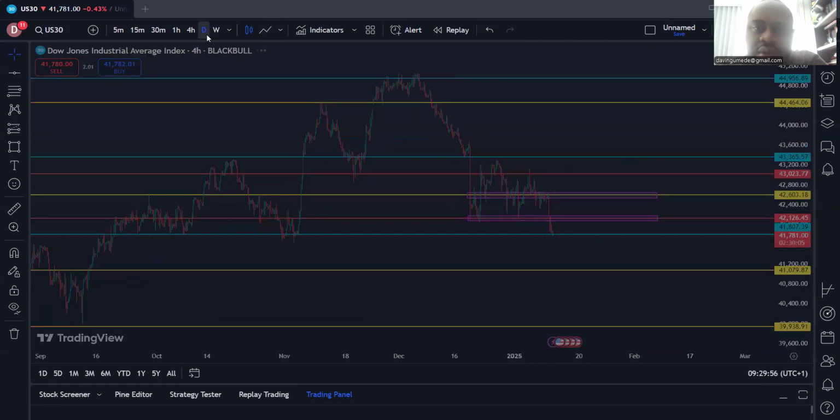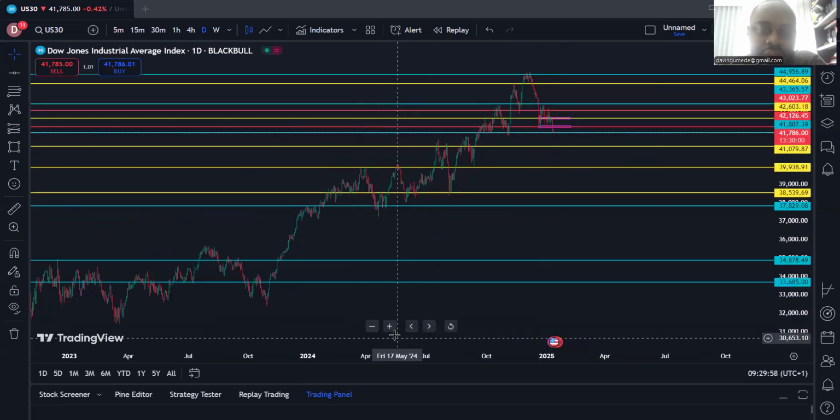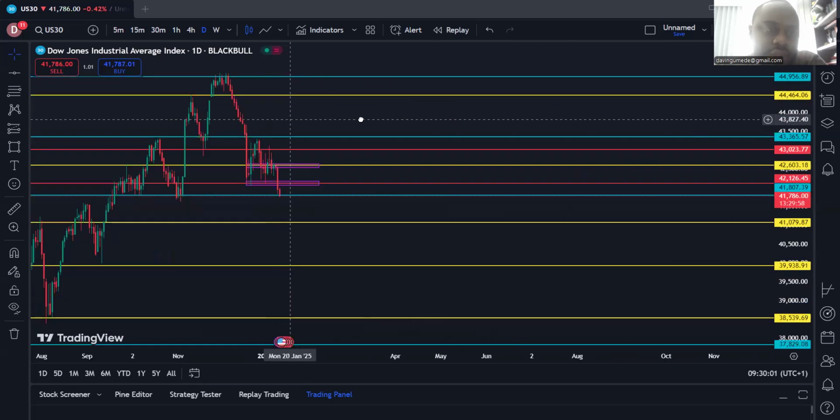If we do also zoom out on the daily, I just want to show you guys quickly.